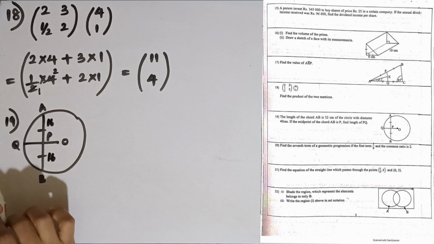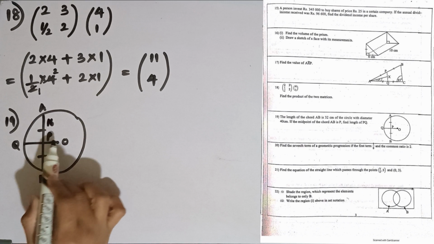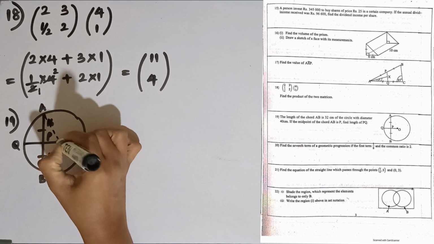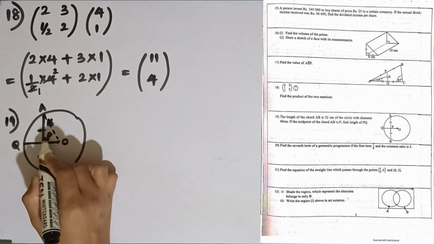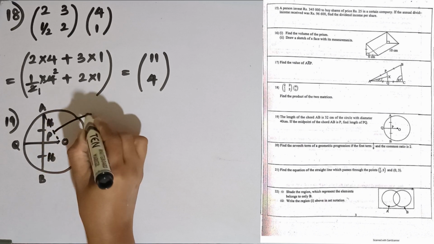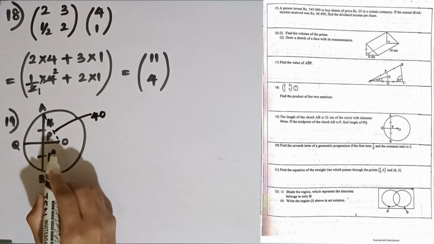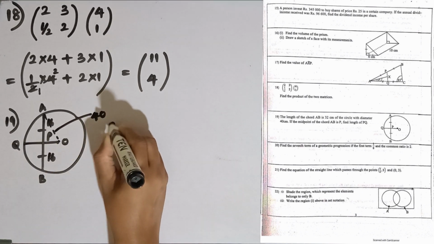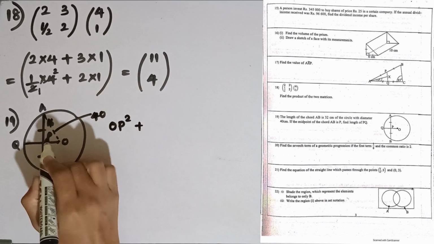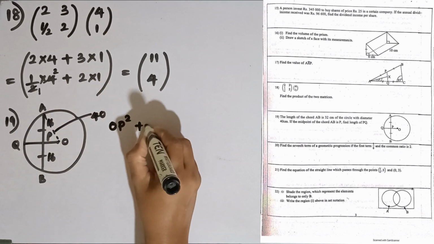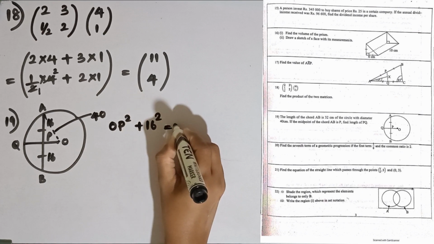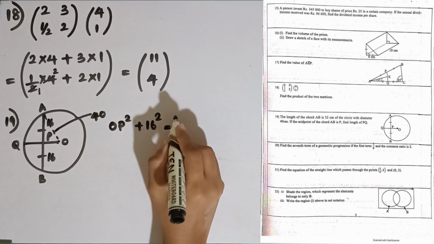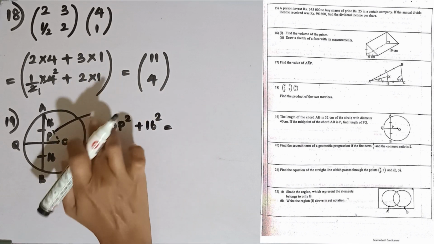This is PQ. We know that OQ is the radius here, then OA is also a radius. So if we join A and O here, this is a right angle. Then we can find the length of OP here. We can write OP squared plus 16 squared equals, here diameter is 40. So the radius will be 20. This is 20, not 40.